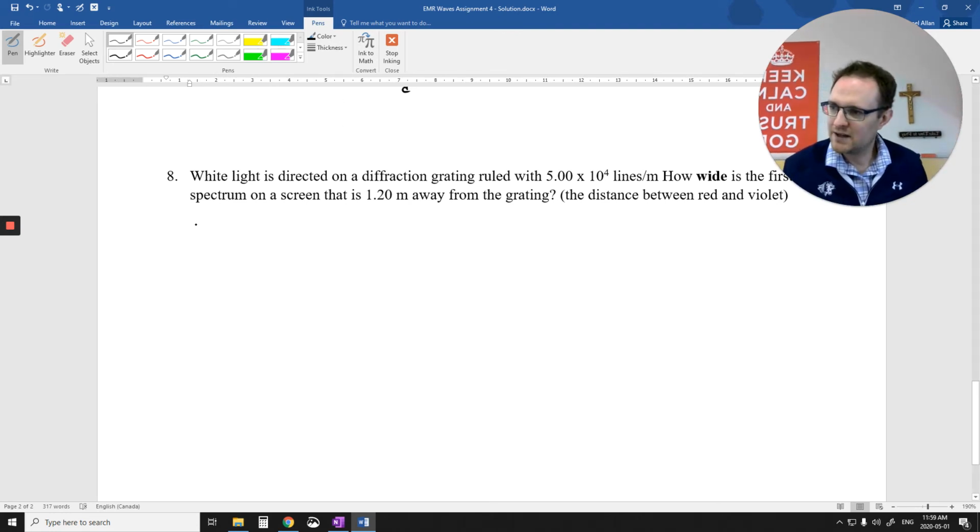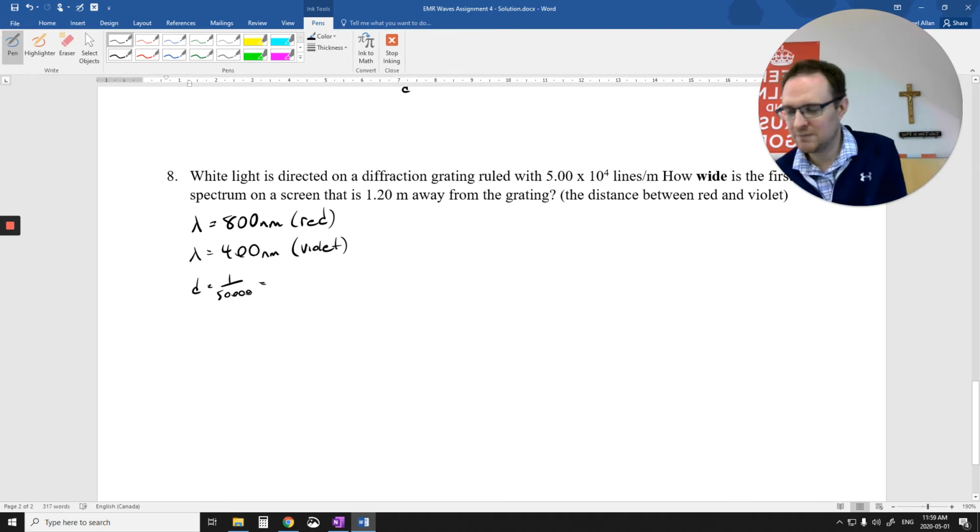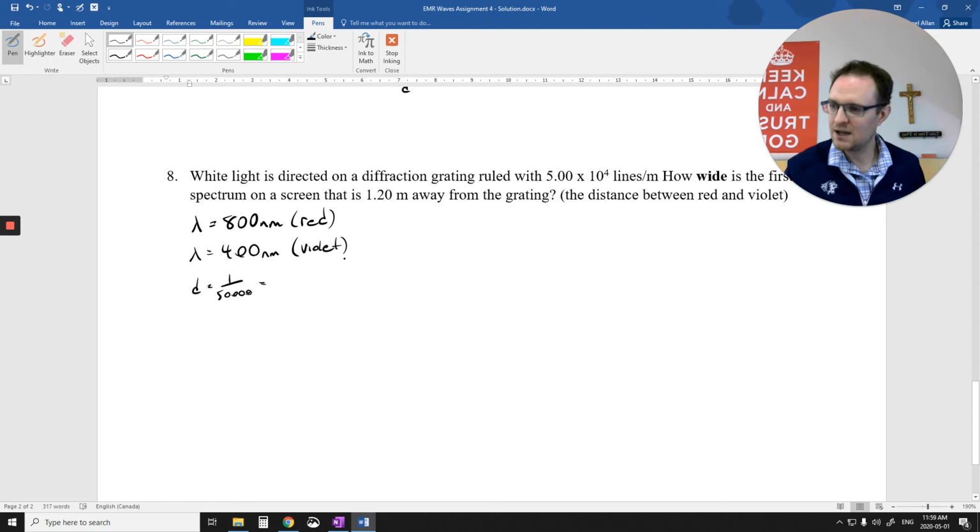So the two wavelengths I'm going to deal with here, I'm just going to mix some numbers up here. 800 nanometers, that's my red light. And let's just say, to simplify this down, 400 nanometers, or like 380 or something, for my violet, the end of that one. My d is going to be 1 over this 50,000 number. It's going to end up being in meters, so 1 over 50,000 is 2 times 10 to the negative 5 meters.